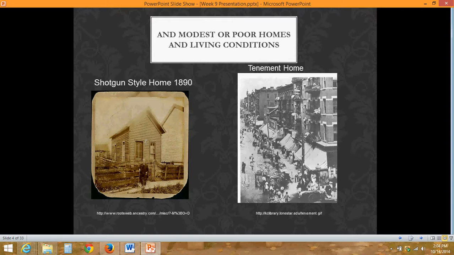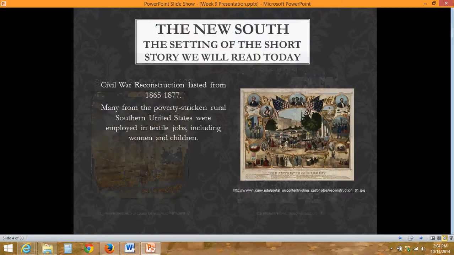Cities became very populated during this time. We had the Great Migration going on, where freed slaves were moving to big cities in order to make a living for themselves. So you have an influx of population and this tenement housing as well.